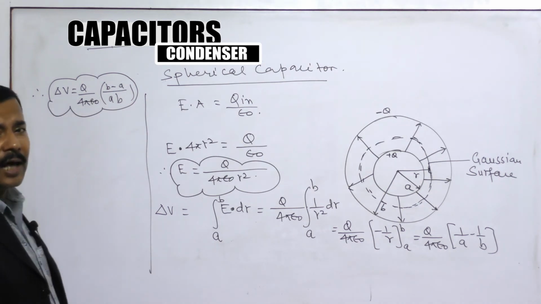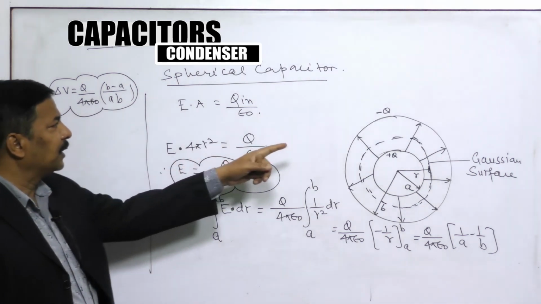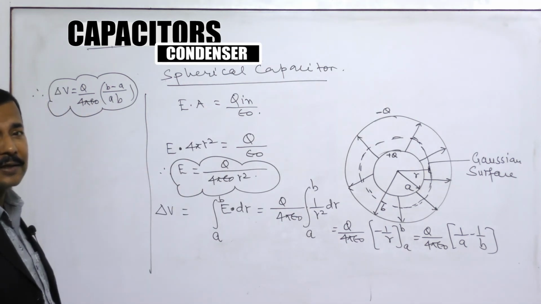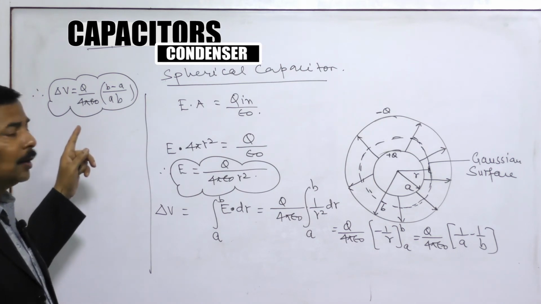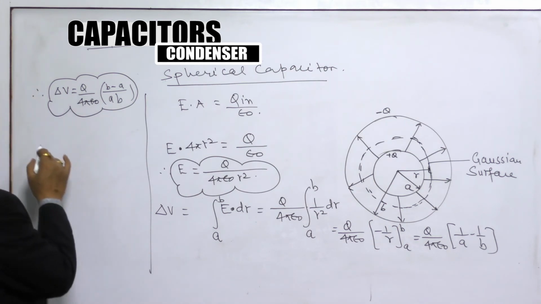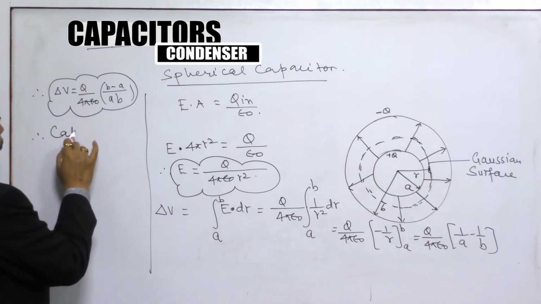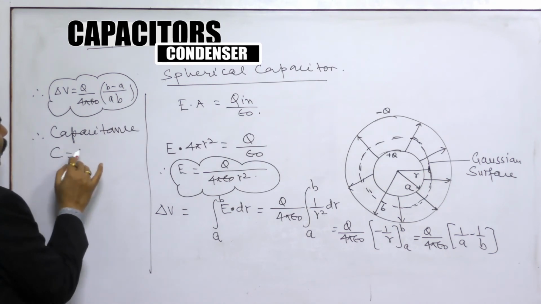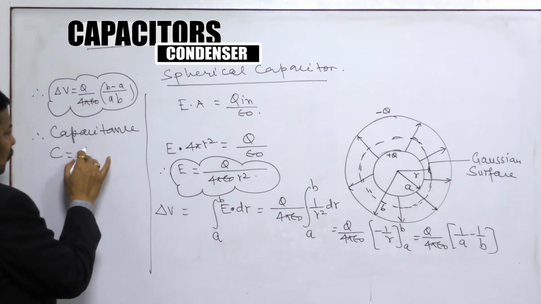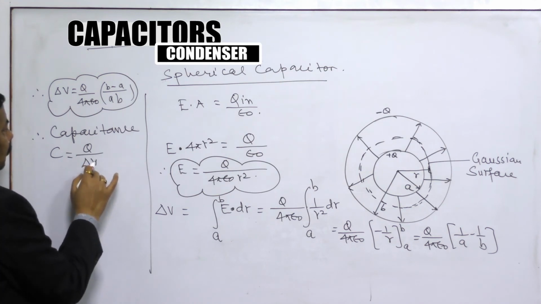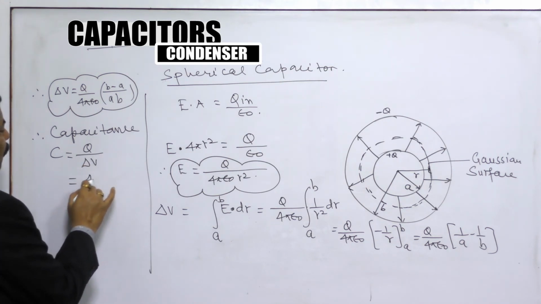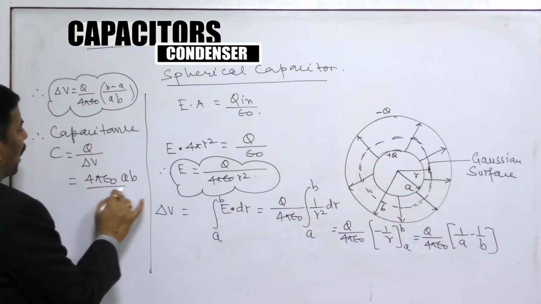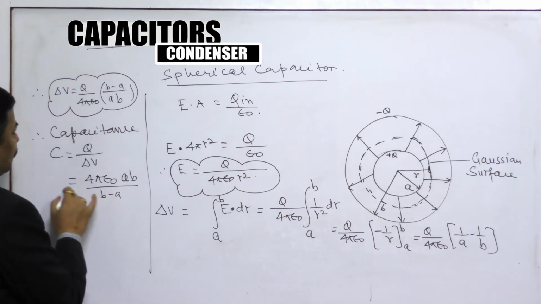Now what is our last step? We have been given the charge, we have found the electric field, then we have found the potential difference, and what is the last step? The last step is to find the capacitance. Therefore, capacitance C is equal to Q by delta V, that is 4 pi epsilon naught AB by B minus A.